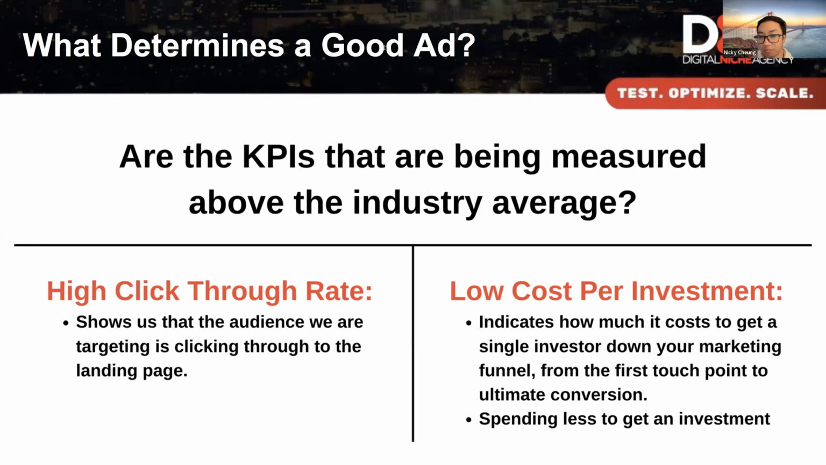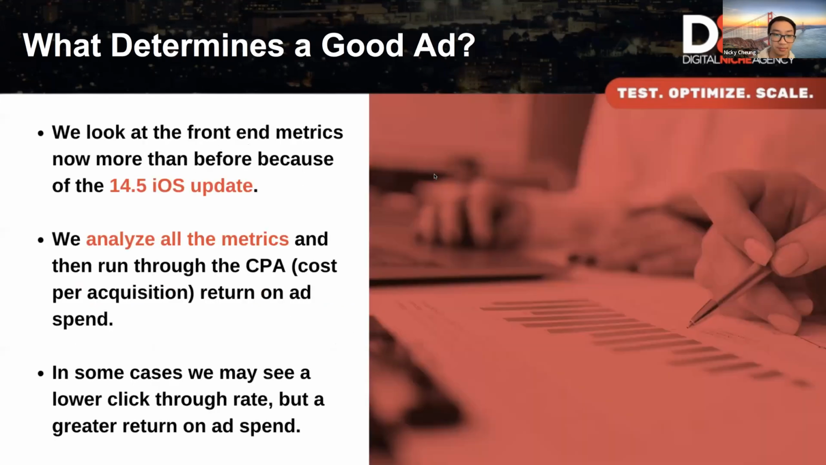Another thing that I don't see here is the cost per click. Low cost per click. Are people clicking from your ad to your landing page, and are they then converting? So here we have low cost per investment. If people are converting at low cost, that's amazing. You want to start scaling. You know you have a good ad here. You want to start scaling. So those are just some basic metrics to look at when you're looking at what determines a good ad. Absolutely.